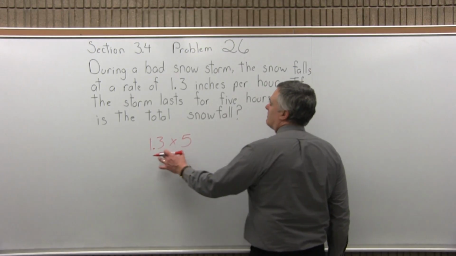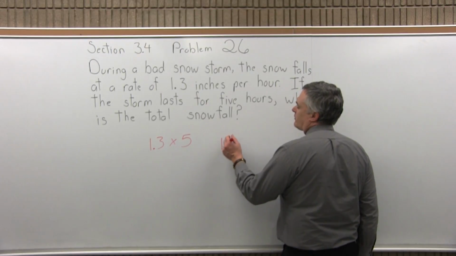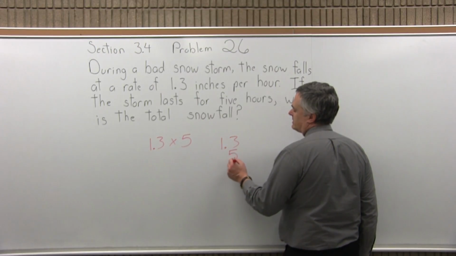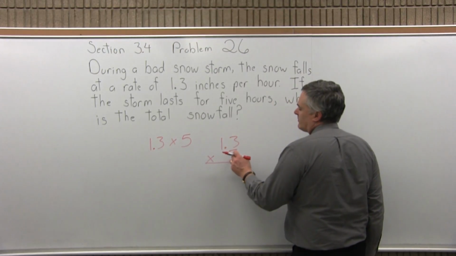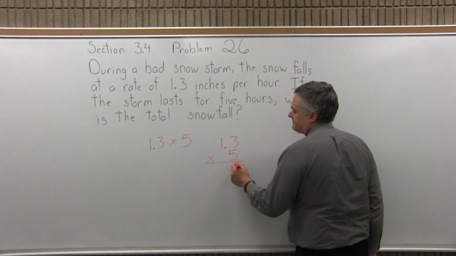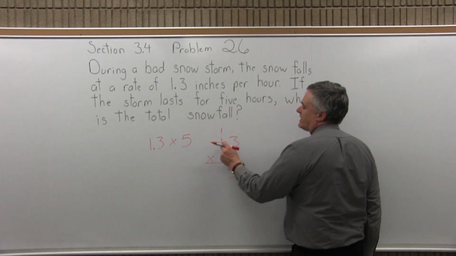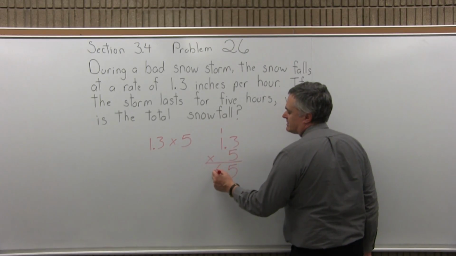So to multiply numbers with decimals like this, I prefer to write it in a vertical format. I like to have the number with more digits as the upper number. It doesn't matter though. So 5 times 3 is 15. For 15, write the 5, carry the 1. Now 5 times 1 is 5. 5 plus the 1 more that we carried is 6.